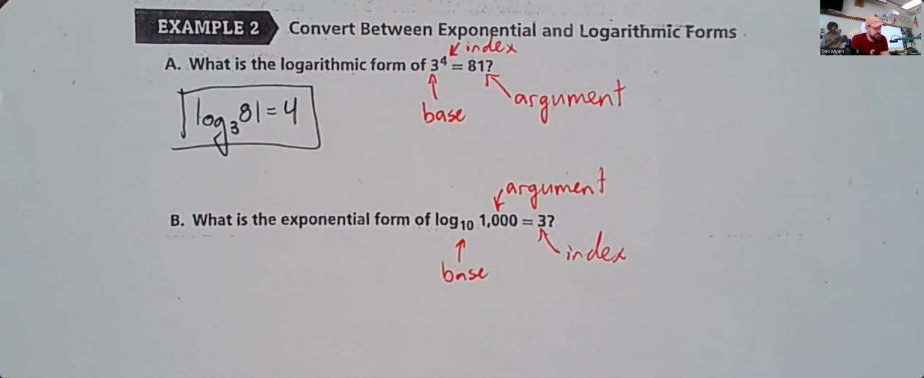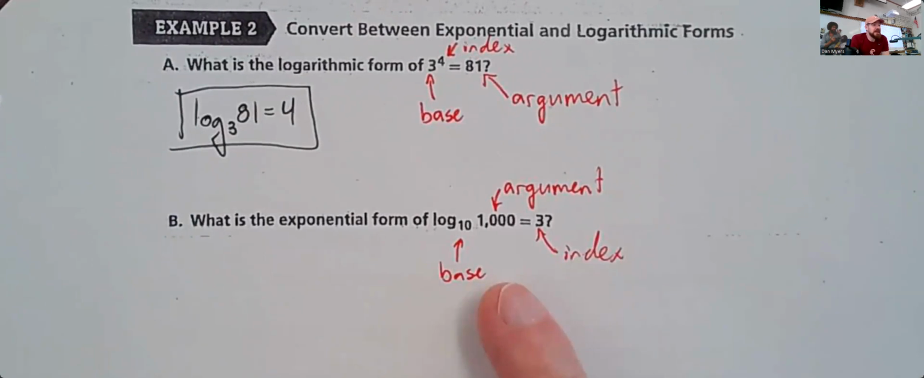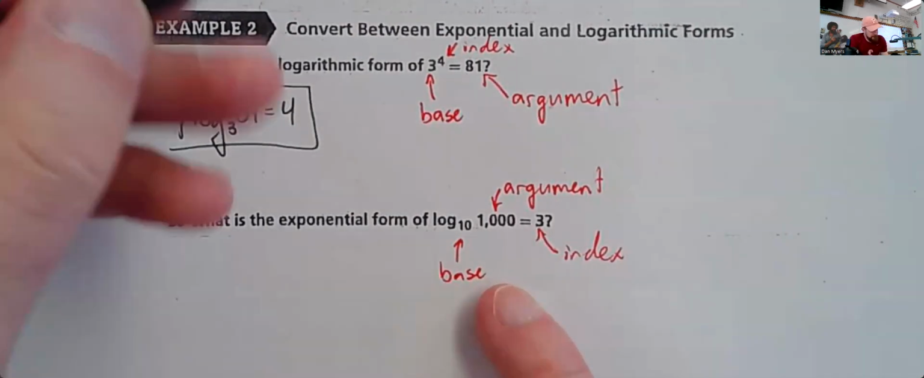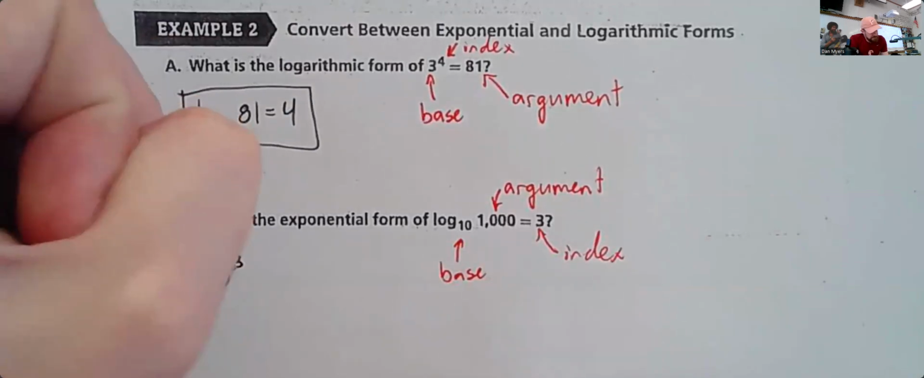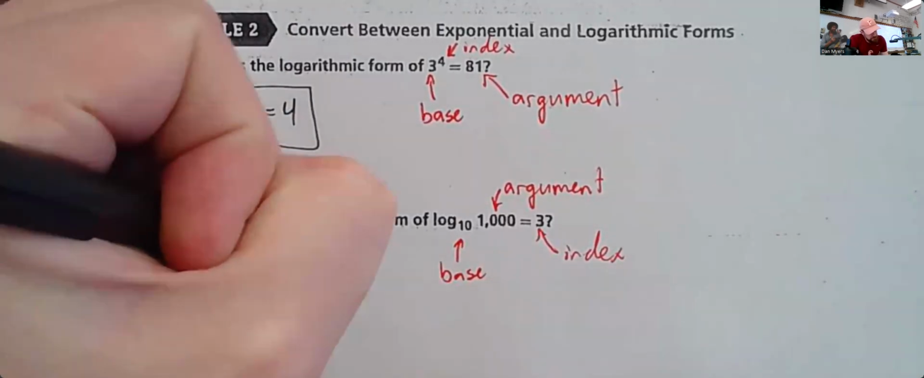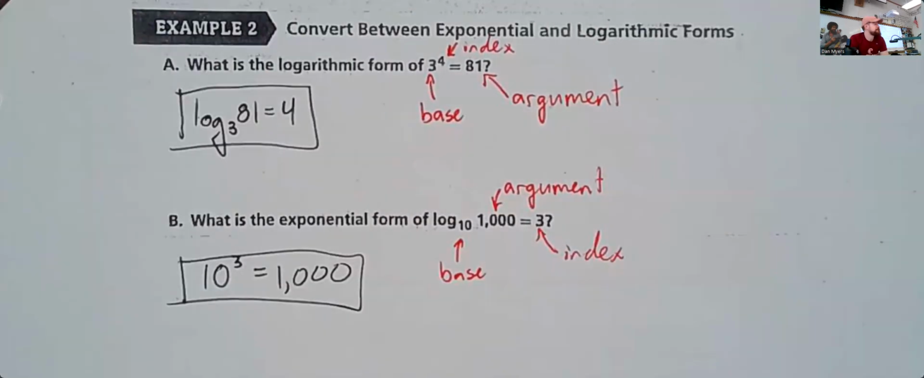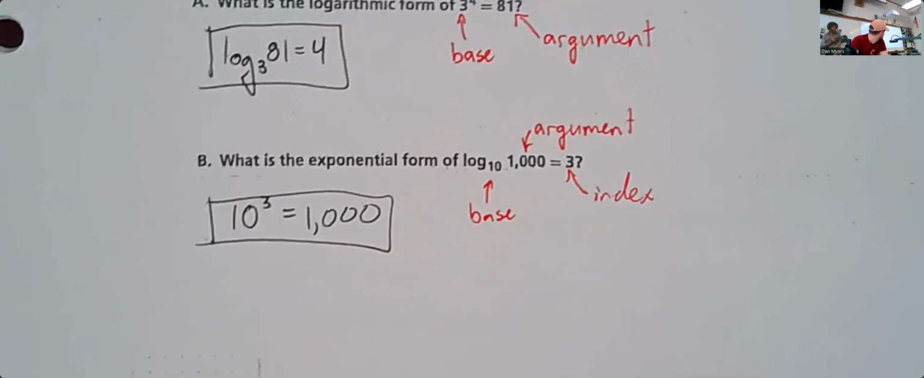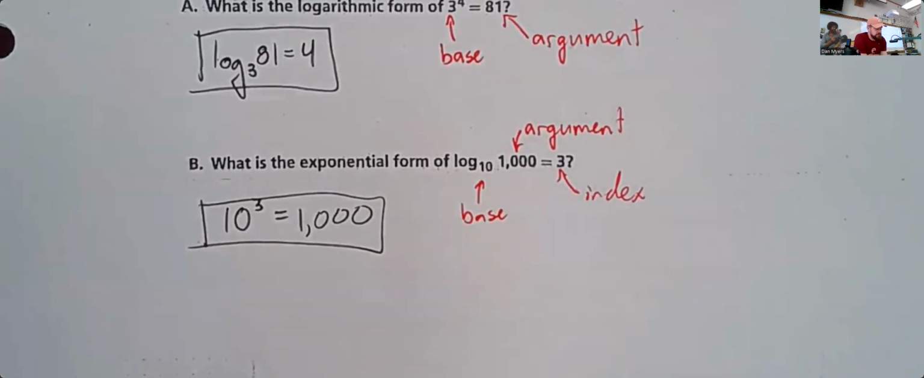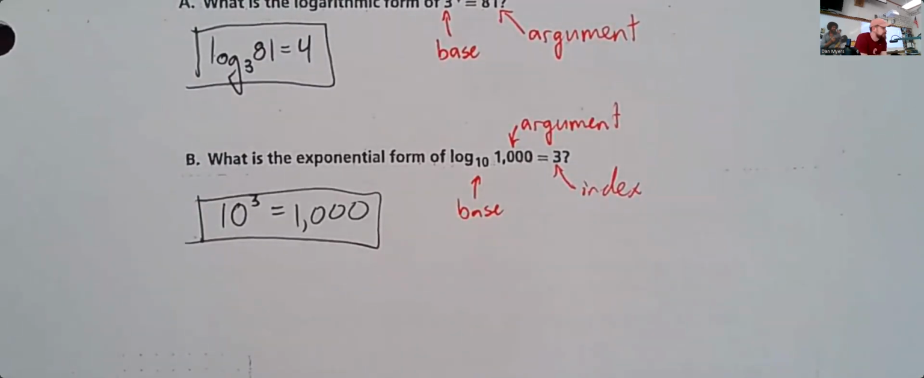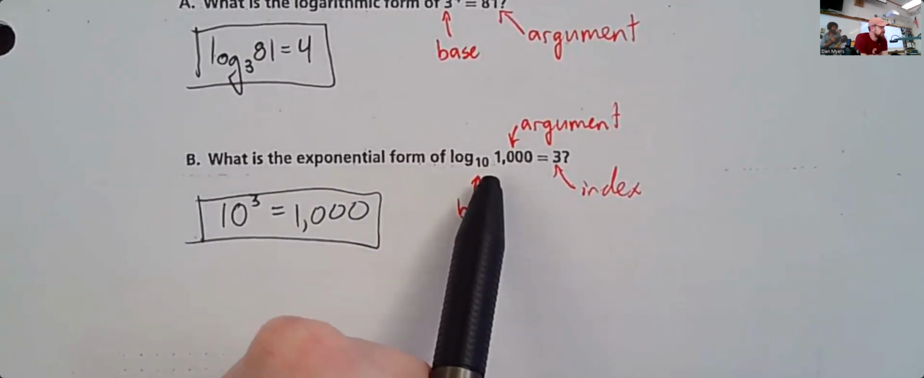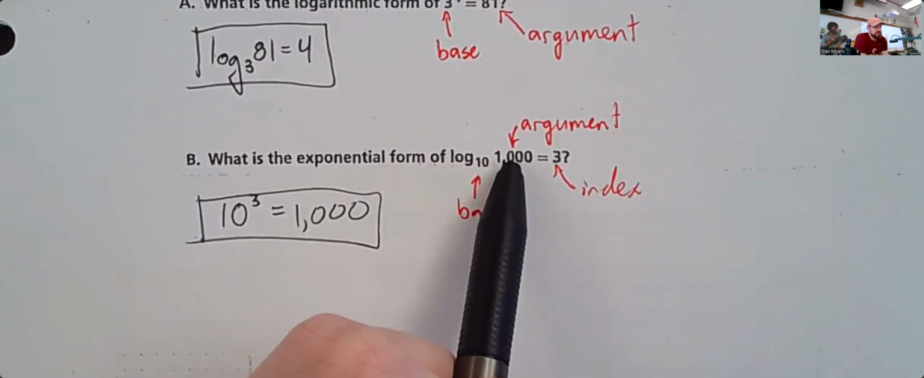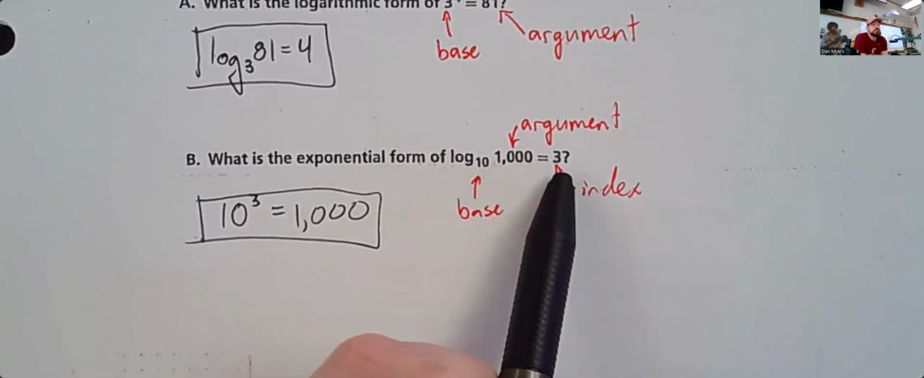Okay. How can we rewrite this logarithmic in exponential? Somebody else. 10 cubed equals 1,000. Nice. There you go. So you can think of this written like 10 raised to a certain power is equal to 1,000, and that power is 3.